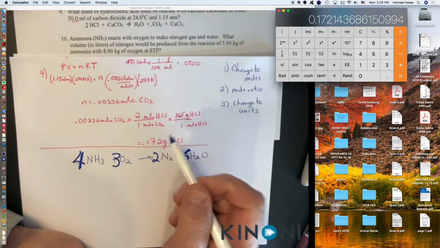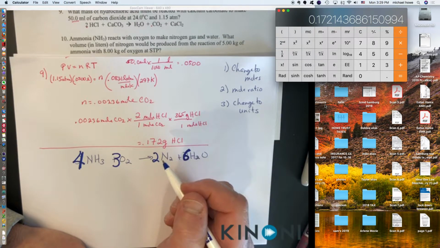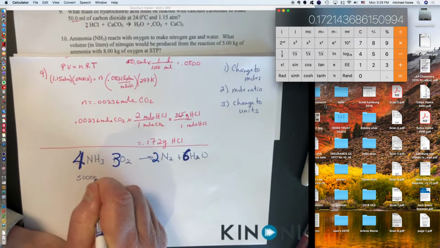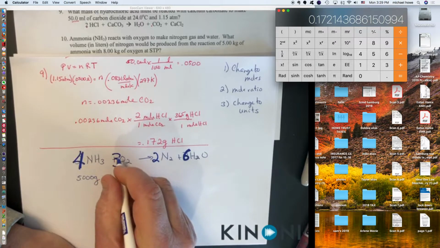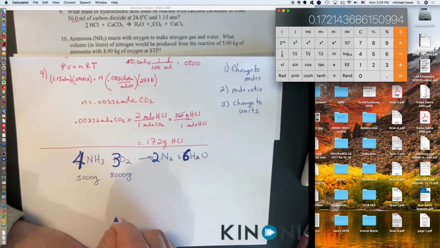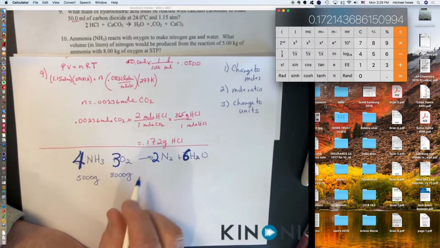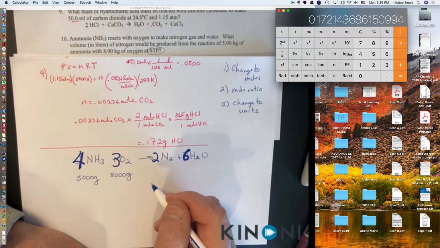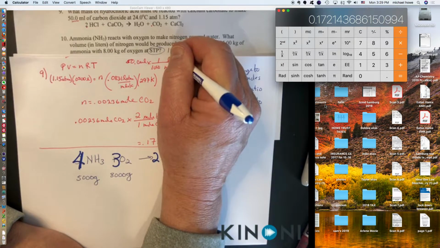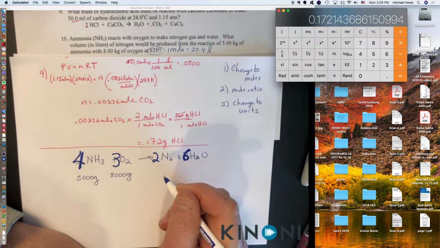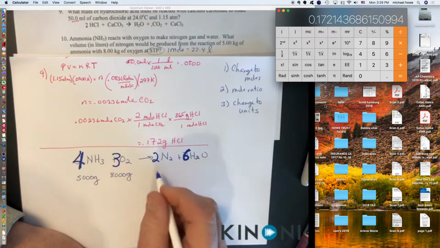All right, we have 5 kilograms of ammonia and 8 kilograms of oxygen. So 5 kilograms is 5,000 grams. And 8 kilograms is 8,000 grams. You may be recognizing that this is a limiting reactant problem. But there is some good news in that we don't have to worry about the ideal gas law because we're at STP. So if we're at STP, then that means that 1 mole equals 22.4 liters when we're talking about gases.